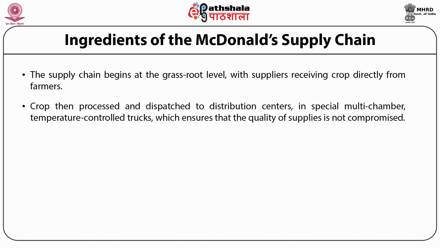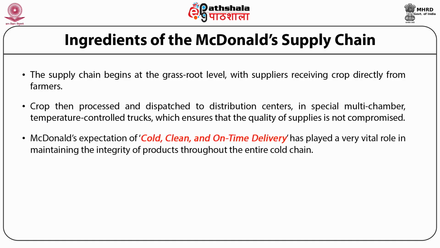The crop is then processed and dispatched to the distribution center in special multi-chamber temperature-controlled trucks, which ensures that the quality of the supply is not compromised. Supply is stored in rooms with different temperature zones and finally dispatched to McDonald's restaurants based on specific demand. McDonald's expectation of cold, clean, and on-time delivery has played a very vital role in maintaining the integrity of the product throughout the entire cold chain.